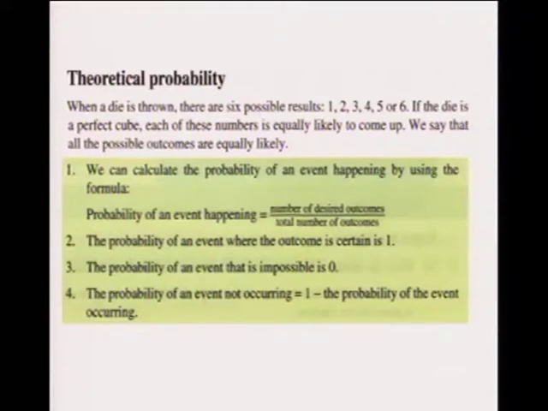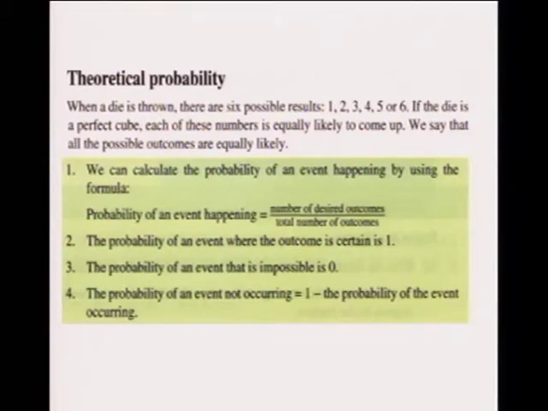Probability, very easy. It seems to be difficult, but it's not difficult. Number 1, we can calculate the probability of an event happening by using the formula. The number of desired outcomes divided by the total number of outcomes. Number 2, the probability of an event where the outcome is certain is always 1. And where the event is impossible, it is 0.